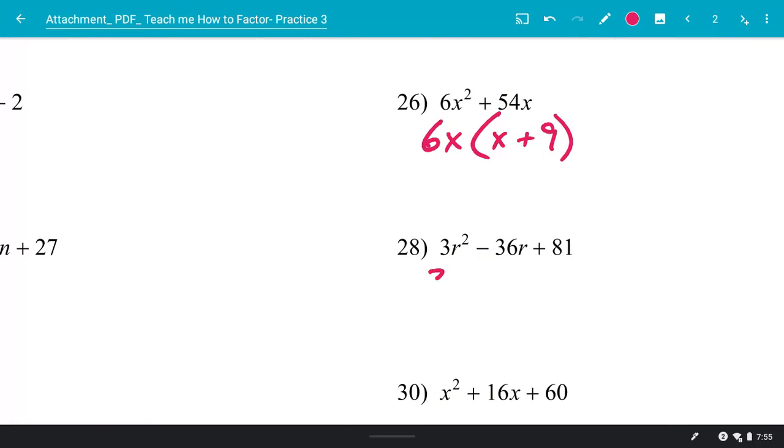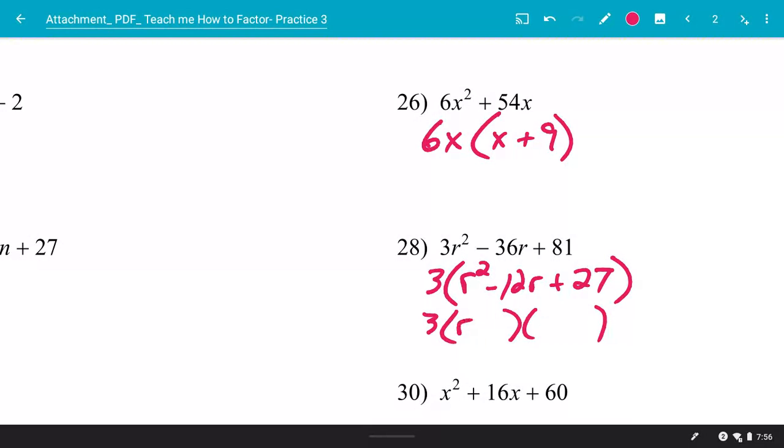28, there's a GCF. It's 3. I can pull out 3, so I'm left with r squared minus 12r plus 27. Okay. Now on the inside, there's no longer a GCF, so r and r, signs are the same, both negative. Factors of 27, 1 and 27, 3 and 9. I believe that's it. 3 and 9 get me 12, so 3 and 9.